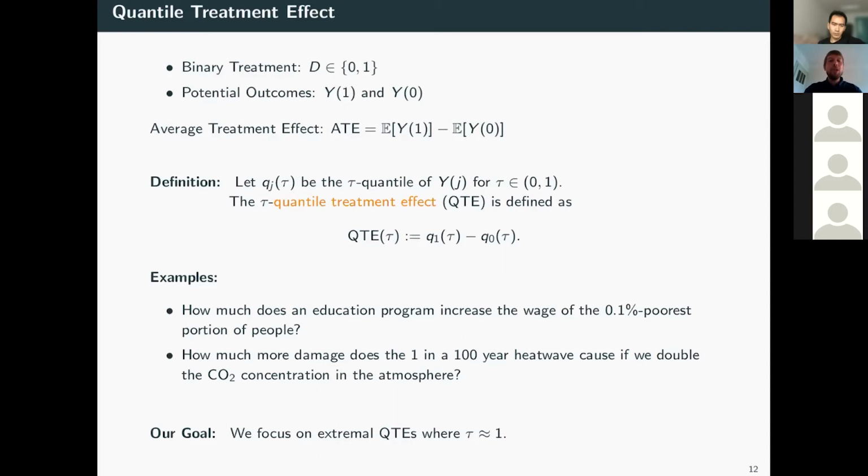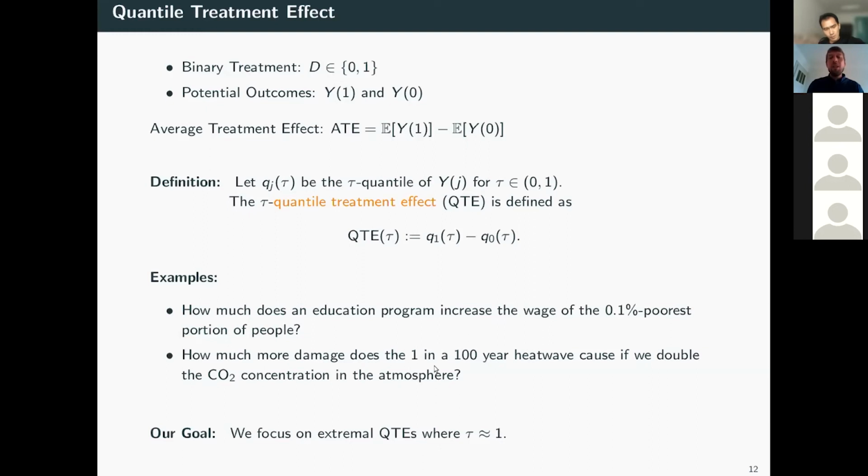Examples of questions where this might be relevant are, for instance, how much does an education program increase the wage of the 0.1% poorest portion of people? Or how much damage does a 1 in 100-year heat wave cause if we were to double CO2 concentration in the atmosphere, for example, due to climate change? In both these questions, and in many questions, we'll be interested in extreme events, so the effect of the treatment on very extreme events.